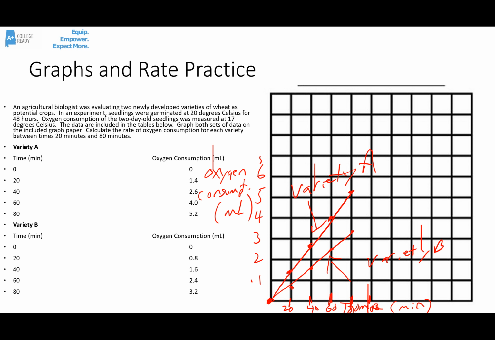All right, and now in this case, we're not really looking at an independent and dependent variable so much. So a title might be oxygen consumption. We can just call it oxygen consumption by different wheat varieties.